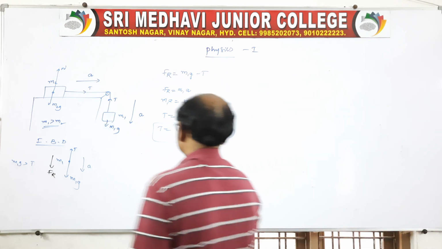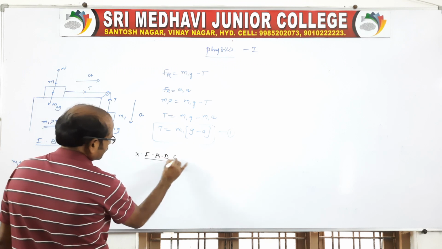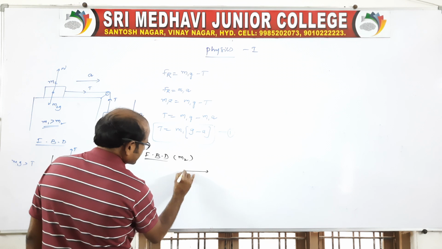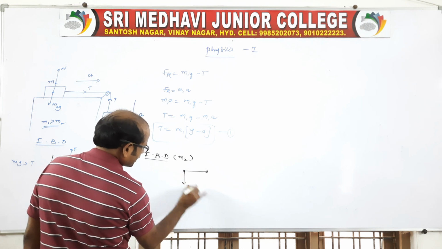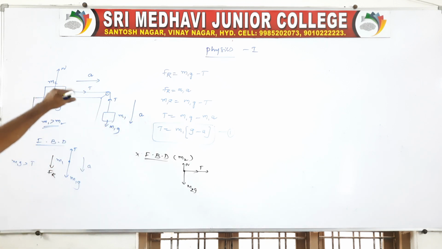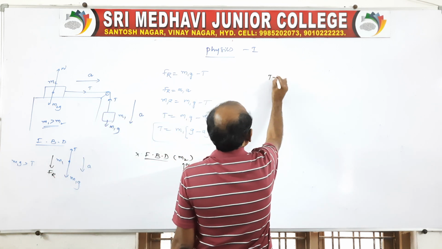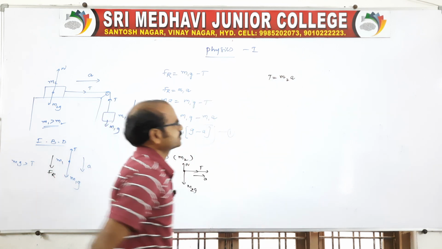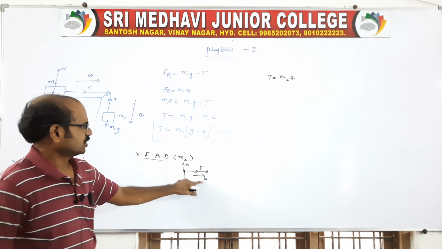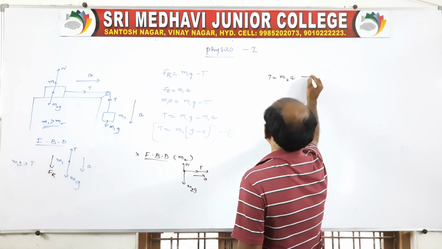Coming to the next one, take the free body diagram for the second block, m2. The normal force acts, and the tension T acts along the direction of acceleration a. According to Newton's second law, the tension is equal to m2a, because it is accelerating along the direction of the tension with acceleration a. So T equals m2a, which is equation 2.